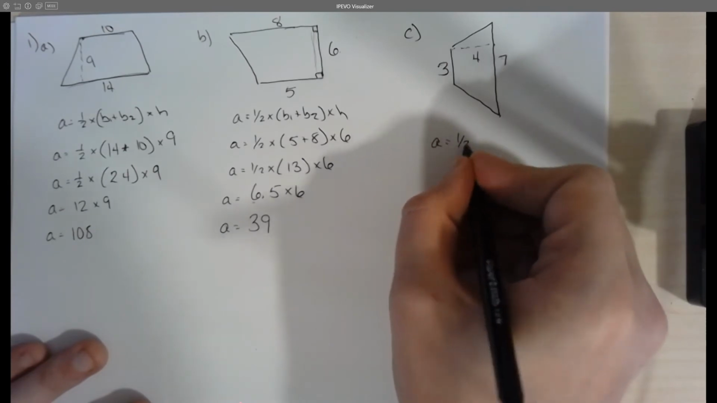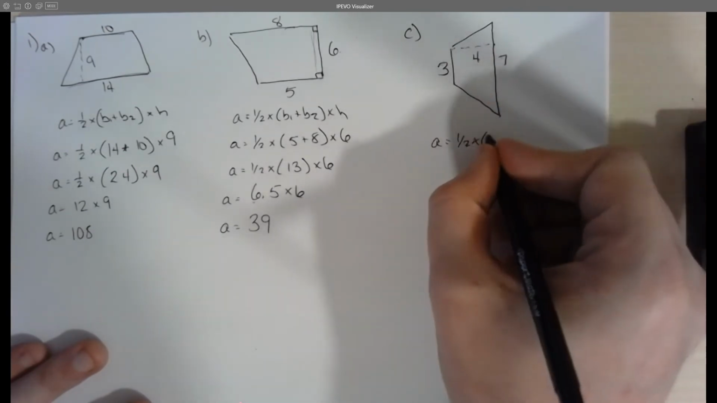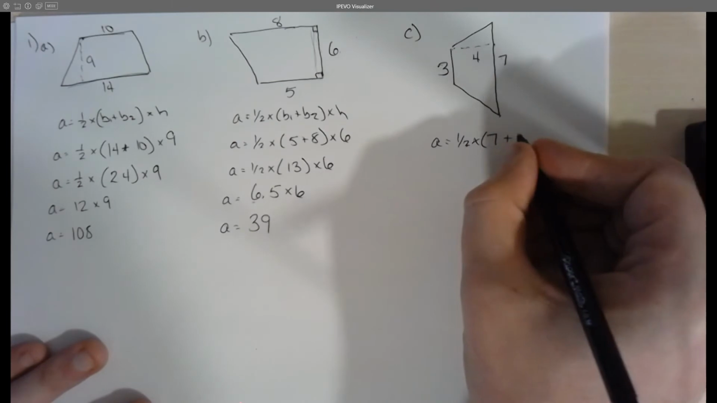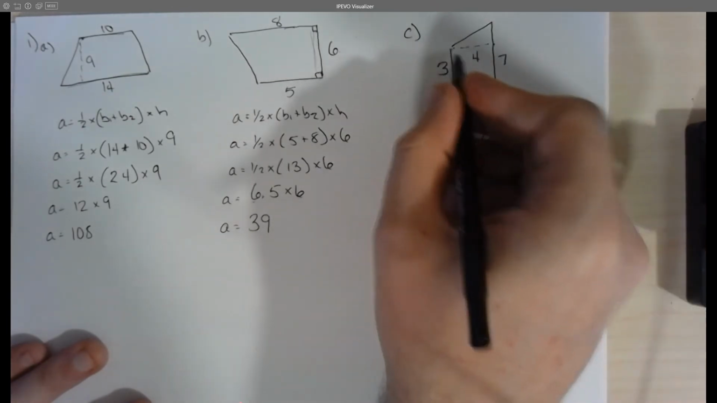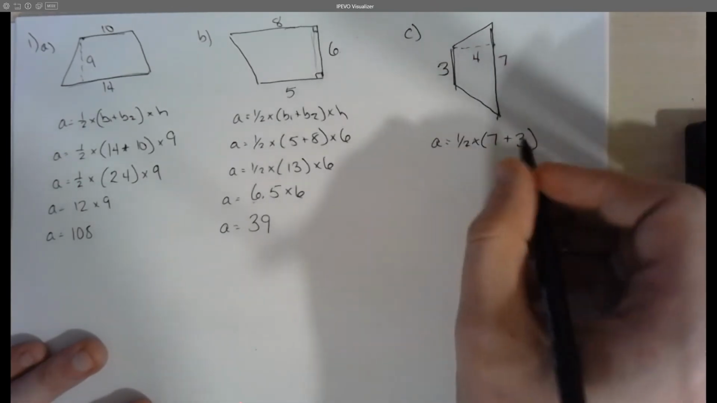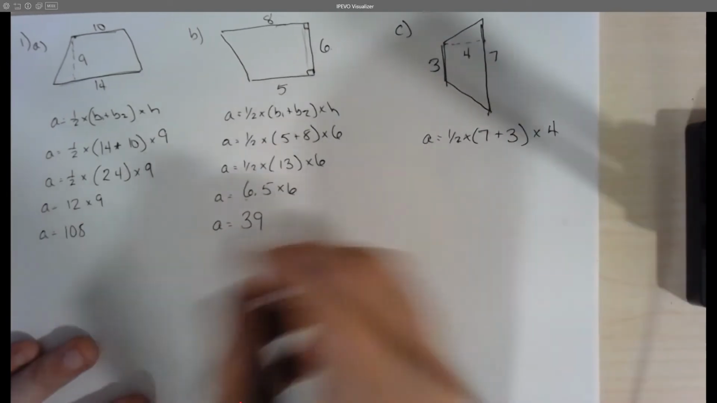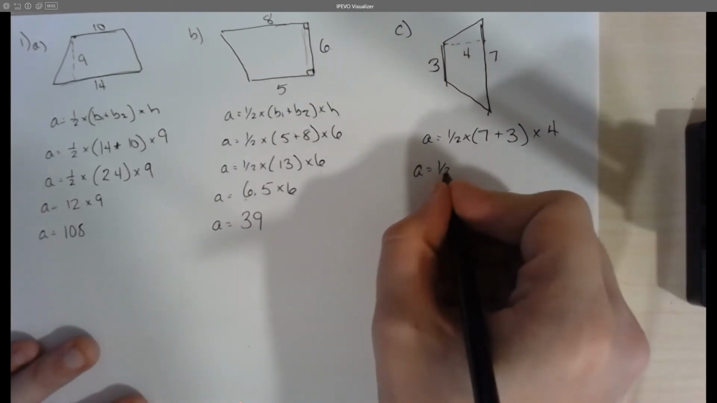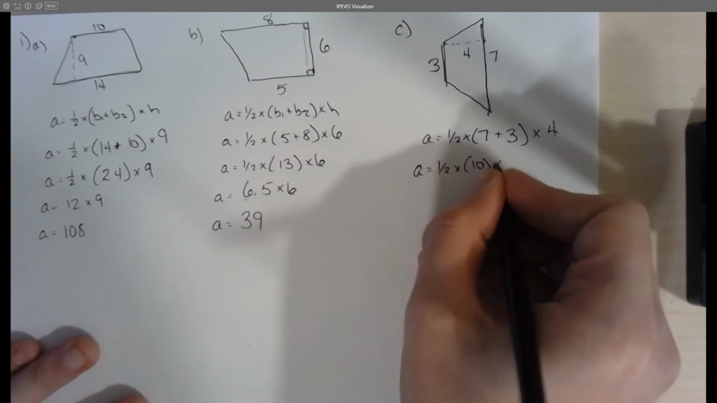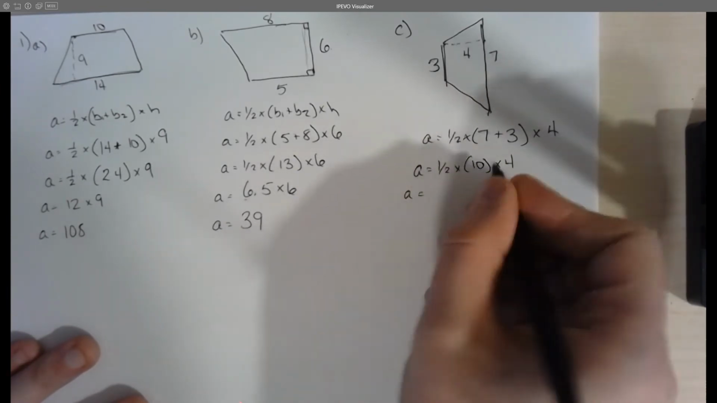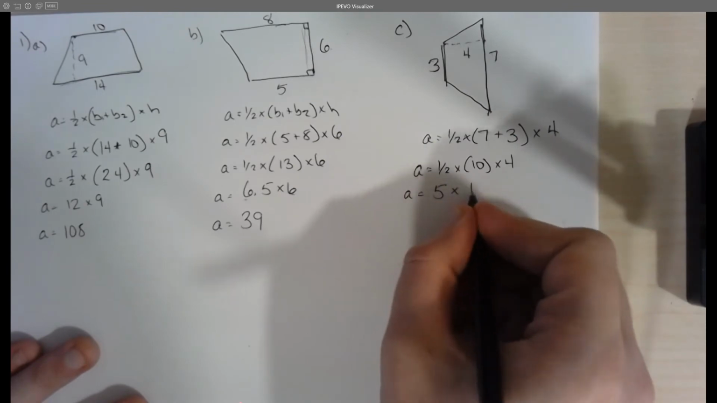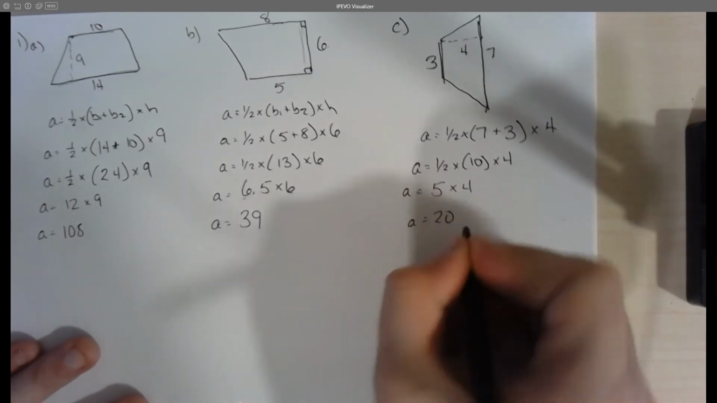So our area equals 1/2 times base 1, 7, plus base 2, which is 3. So this is our base 1, this is our base 2, times our perpendicular height of 4. So area equals 1/2 times 10 times 4. 1/2 of 10 is just 5 times 4, which is an area of 20.